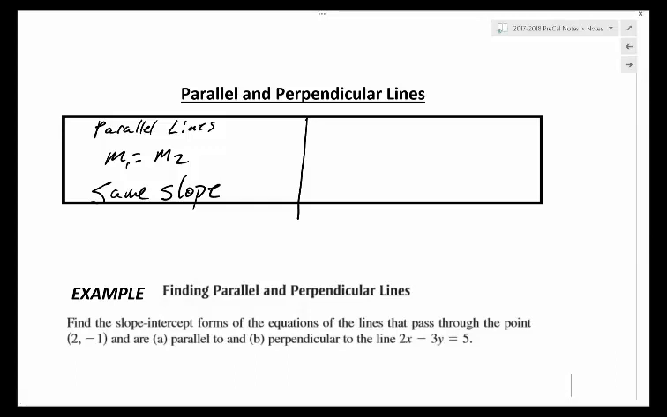Remember in Algebra 2 and Algebra 1 when you dealt with solutions of linear equations, and we'd give you two equations and say find their intersection. With parallel lines, there is no intersection because they never cross.